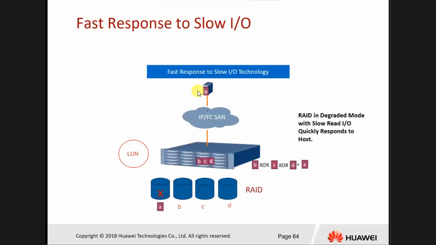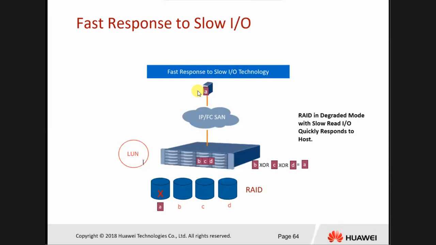Then when this server wants to read data A, but when it requests data A, there's a very, very long time. The latency is very long, and it still hasn't replied to the server. So the server says, hey LUN, please send me data A. But the LUN needs to get data from storage number 1, and storage number 1 never replies. Maybe there's something wrong there.